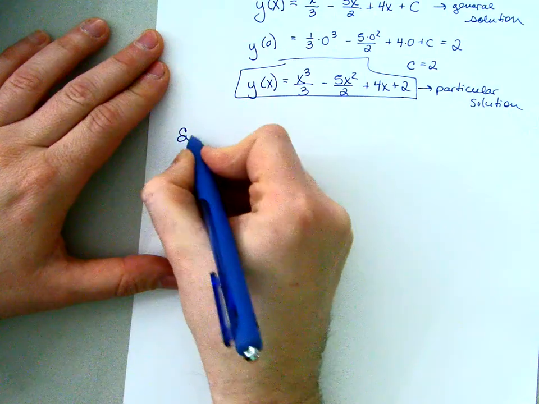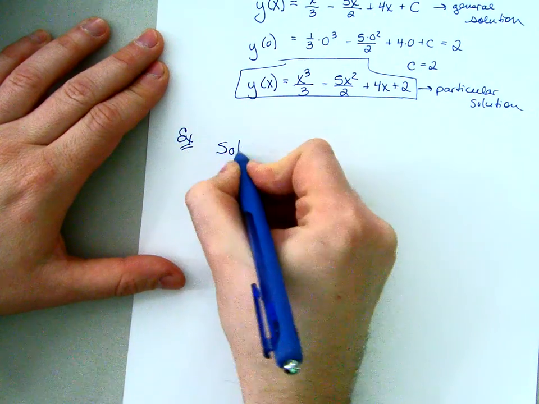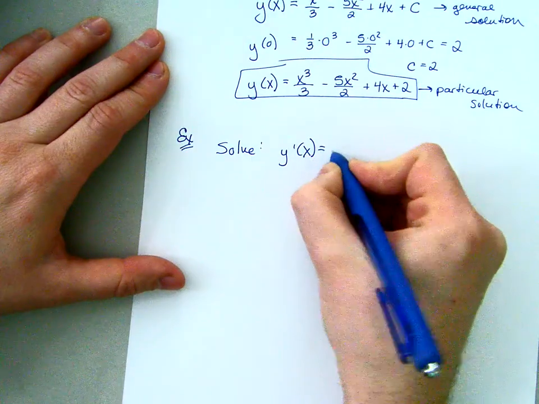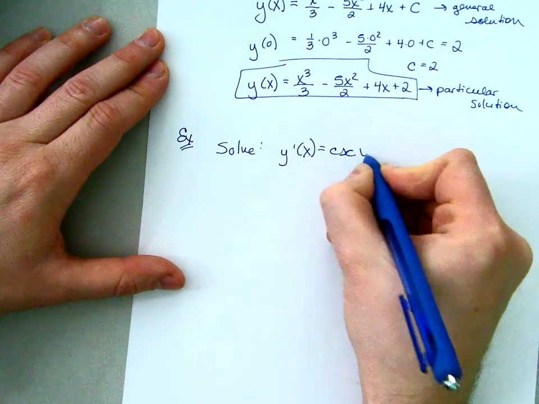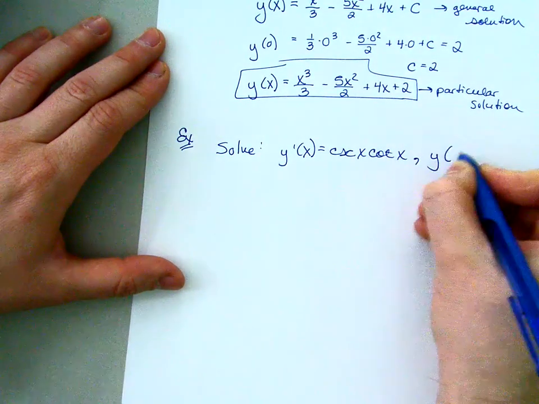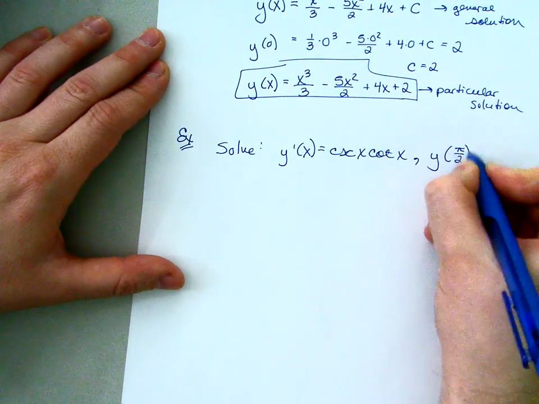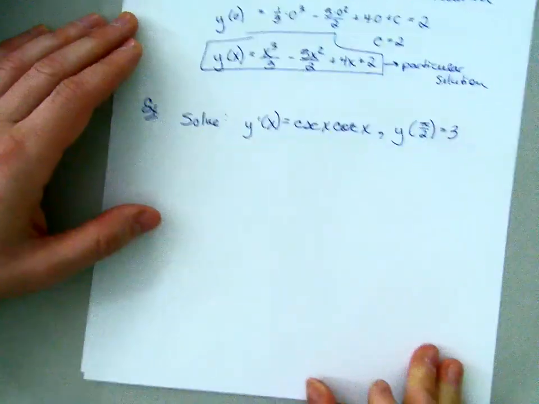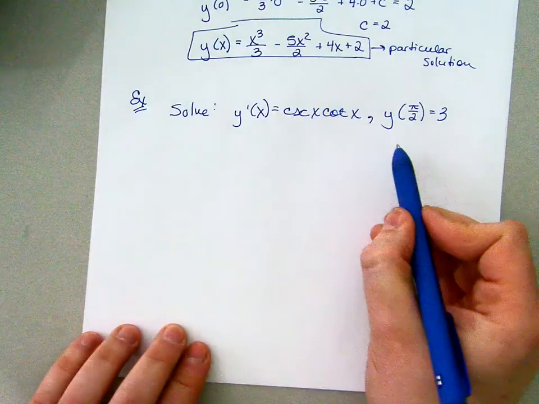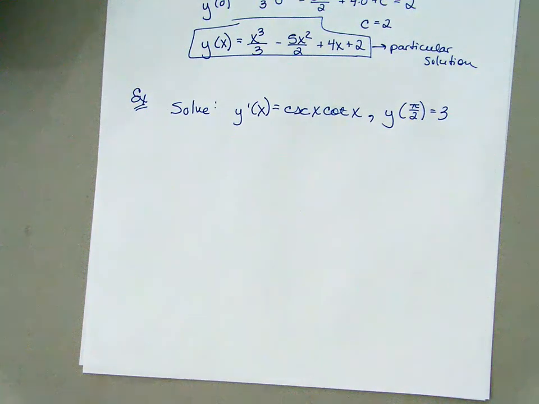Let's deal with solving the differential equation y prime of x equals, I think we need to do some trig, the cosecant of x times the cotangent of x. And I'm going to tell you that y at pi over 2 equals 3. And you know what? I don't think I need to explain anything about this one. Go solve it. Telling you the derivative, find the original. And when you're done, use that piece of information to find your constant.